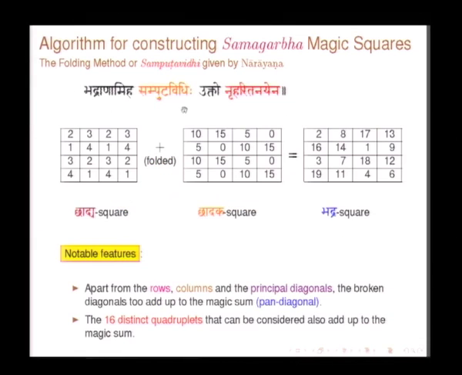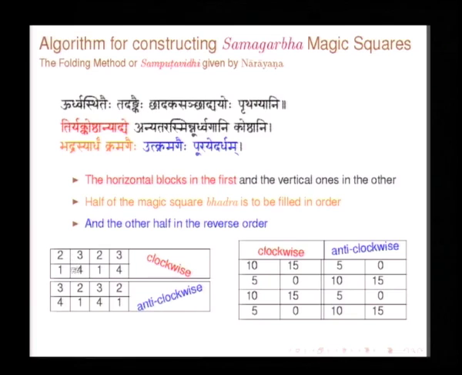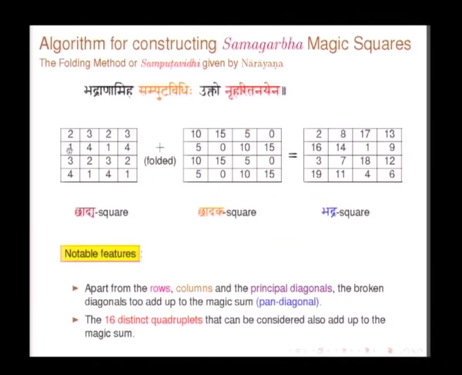So, bhadranam iha samputa vidhihi uktaha nrihari tanayena. Nrihari tanaya, this is how he describes Nārāyana as son of Narahari. Okay. So, we had these elements placed here: 1, 2, 3, 4, 1, 2, 3, 4 and then anti-clockwise. So, we have placed this. Now you have to do a samputa.